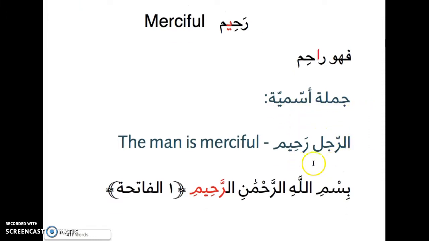Ar-rajulu rahim. And again, I intentionally put the shadda here so we can practice the previous lessons. Ar-rajulu rahim. Let's say it again. Ar-rajulu rahim. This is the meaning. The man is merciful. And you're giving him a merciful attribute. And we see it in the first ayah in the Quran. Very first, when you open the book.